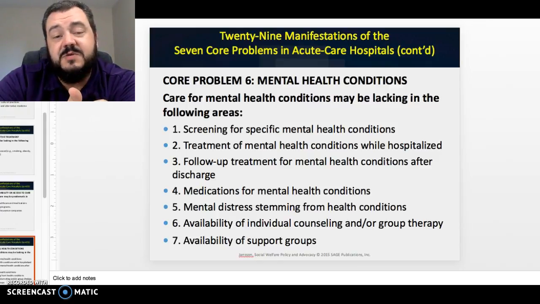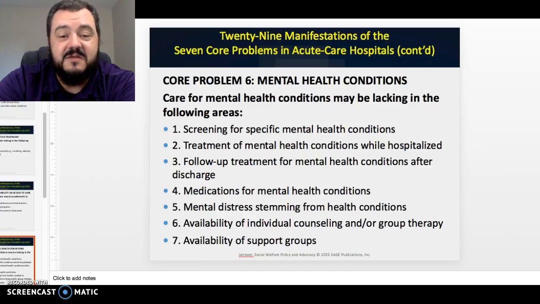Are mental health conditions being treated while people are hospitalized? You'd be surprised at how many people are simply just taken off of their meds when they go in for some sort of surgery, and then all of a sudden they wake up psychotic. Well, you got to make sure that they continue getting their mental health care. Is there follow-up treatment for mental health conditions after discharge? Are medications for mental health conditions being included in the treatment plan? Is mental distress stemming from health conditions? All of those things come into play in terms of where mental health starts to matter in acute care hospitals.